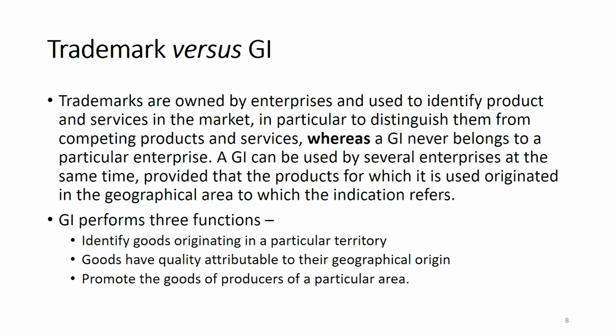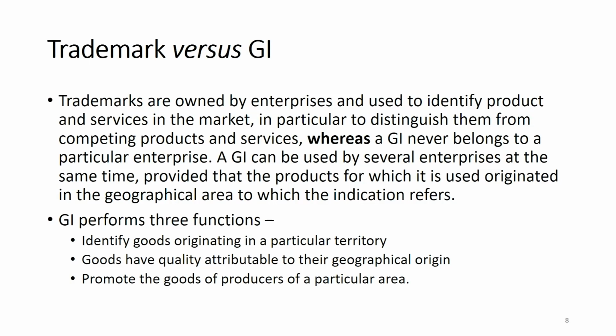So, therefore, trademark establishes a link between goods and the trader. GI establishes the link between goods and the geographical region. Geographical names are usually GIs. Geographical names are usually not trademarks. Trademarks are owned by individual proprietors. GIs are collective IP. Trademark is used to distinguish goods of one trader from the other trader. GI is used to identify the goods originating from a particular region. So, on these aspects, trademark and GI are different.